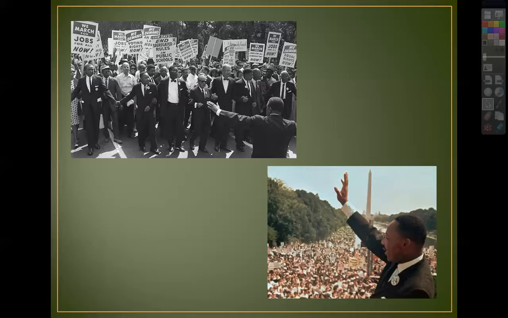The next year, President Lyndon B. Johnson signed into law the Civil Rights Act of 1964, which made segregation in public places illegal. The next year, Johnson signed the Voting Rights Act of 1965, which banned laws that prevent people from registering to vote.